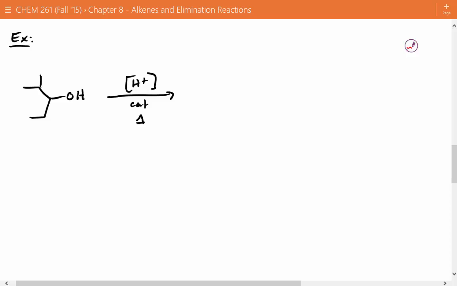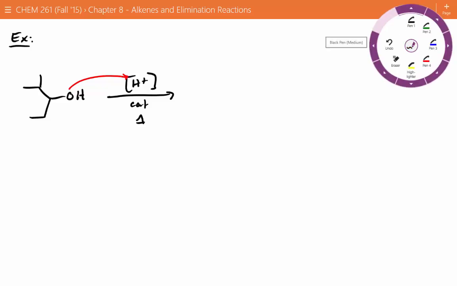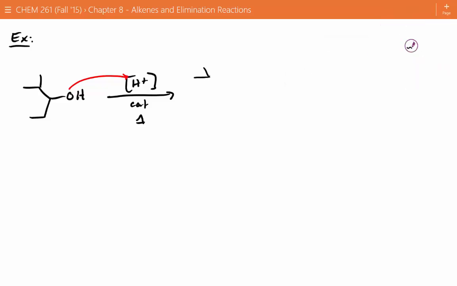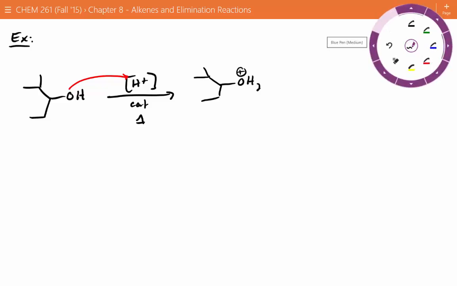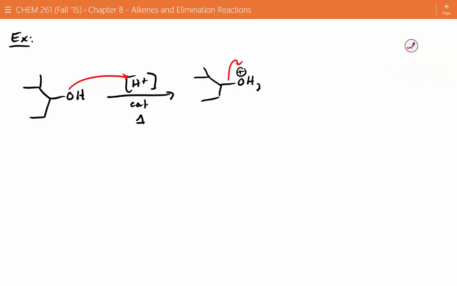So let's get started. I'll at least get us started with the protonation step. That one's nice and easy. Second step, we said for E1 is always our leaving group falling off.